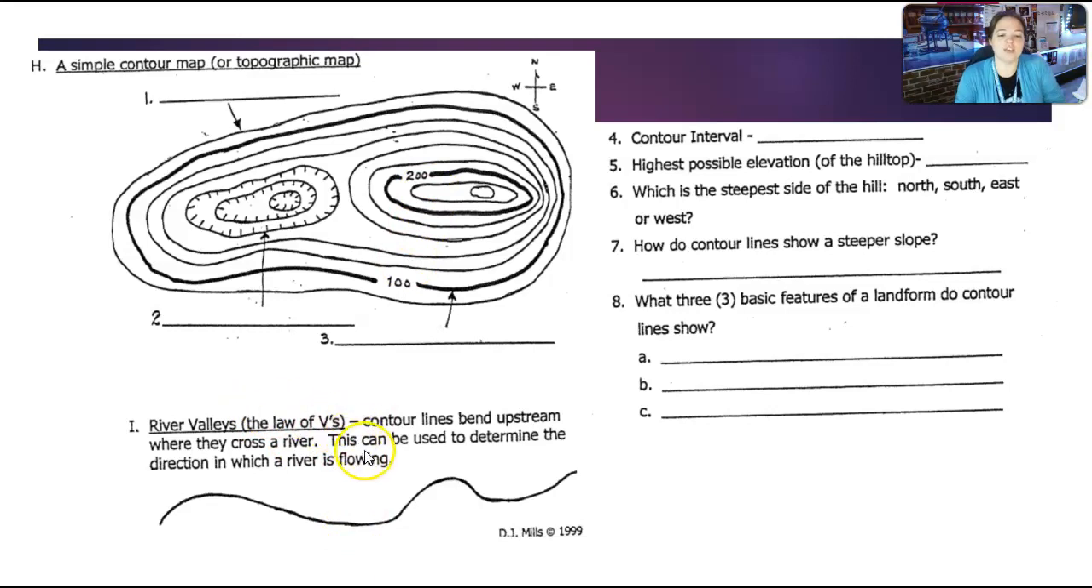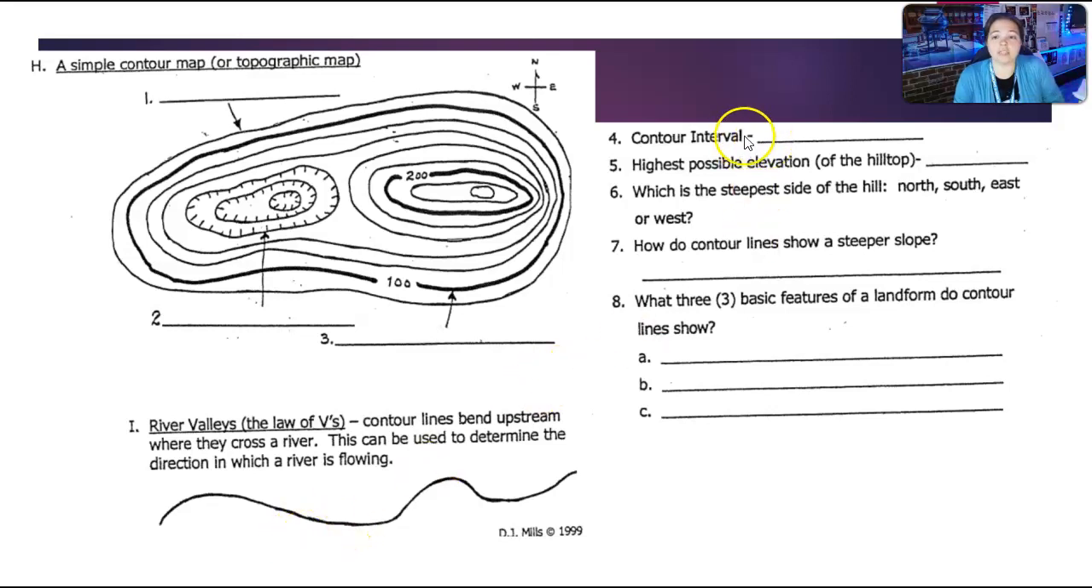The laws of V, which I mentioned earlier. The laws of V: contour lines bend upstream where they cross the river. This can be used to determine which way the river is flowing. I would like you to draw on here a river that is coming from the east. I want you to double check with the key to make sure it's correct.